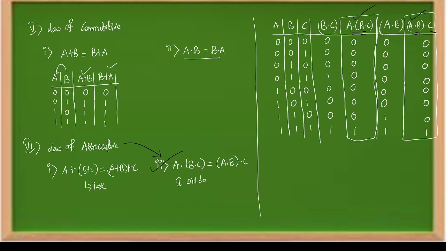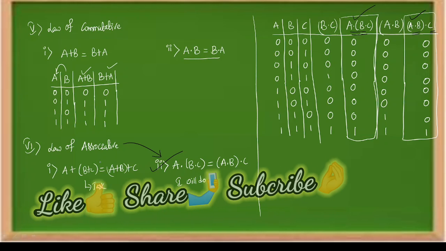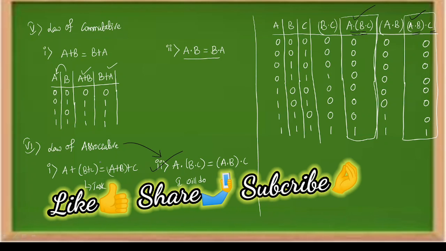And your task is to draw the tabular column which shows that the associative law is satisfied with the logical OR operation. Okay, so I want to stop here. We will see the remaining postulates in our next class. Thank you very much for your patience.